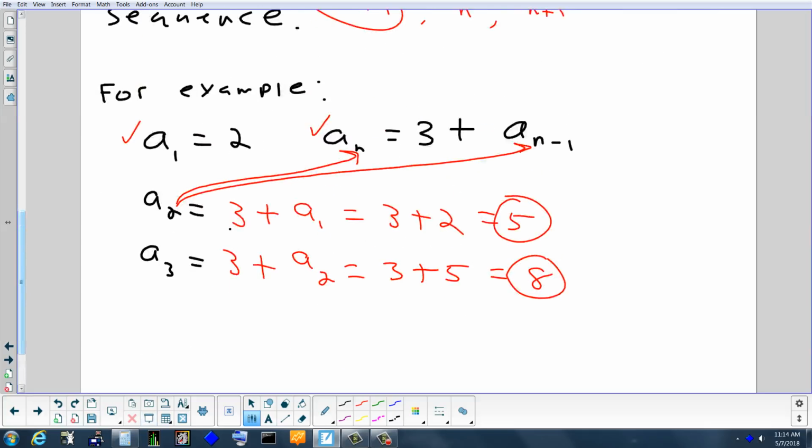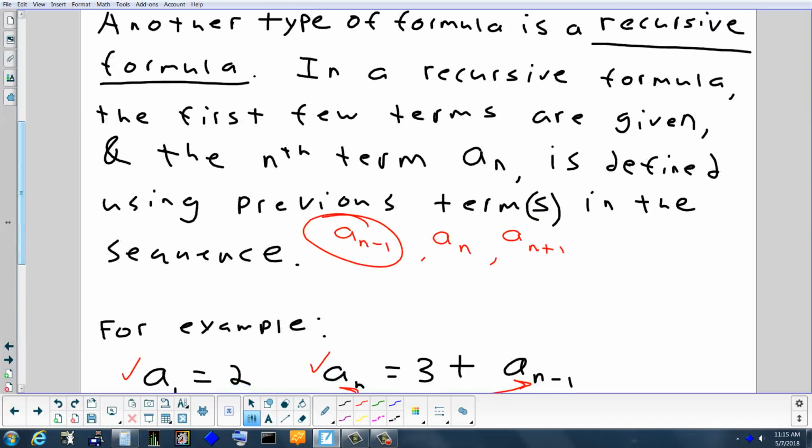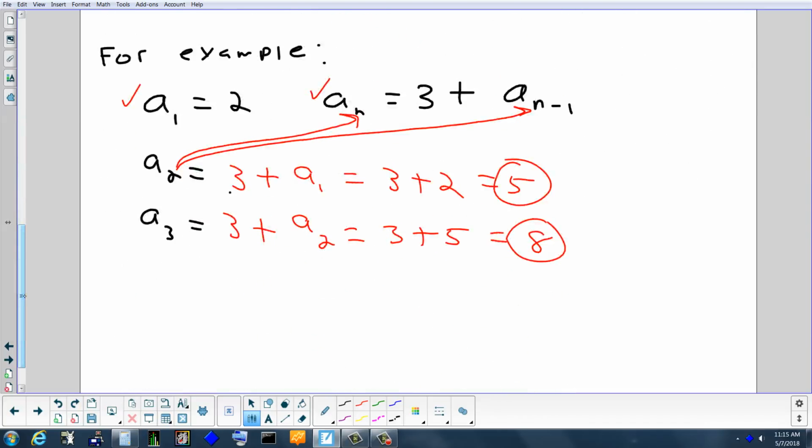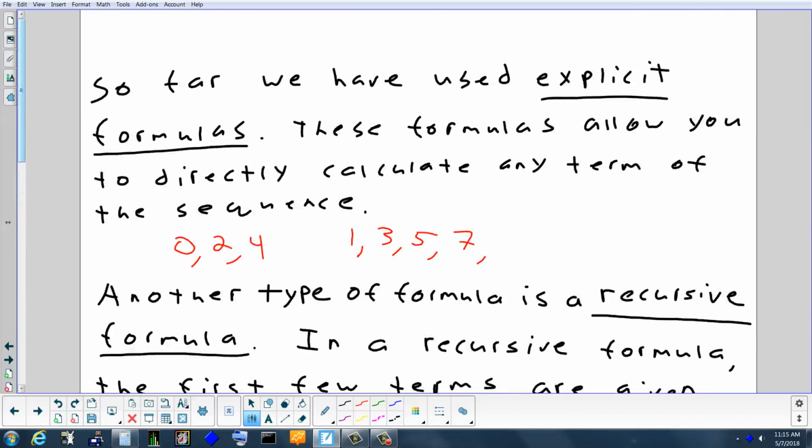Now, let's say you wanted the 200th term. Besides the fact it's going to take a long time, what could happen as you're trying to get to the 200th term? You mess up. Okay? And unfortunately, if you mess up in one spot, everything's messed up. So recursive formulas, not the best way to do it. But if you were to give me this sequence, 2, 5, 8, I could look for a pattern and try to change that into an explicit formula, which would be much better.